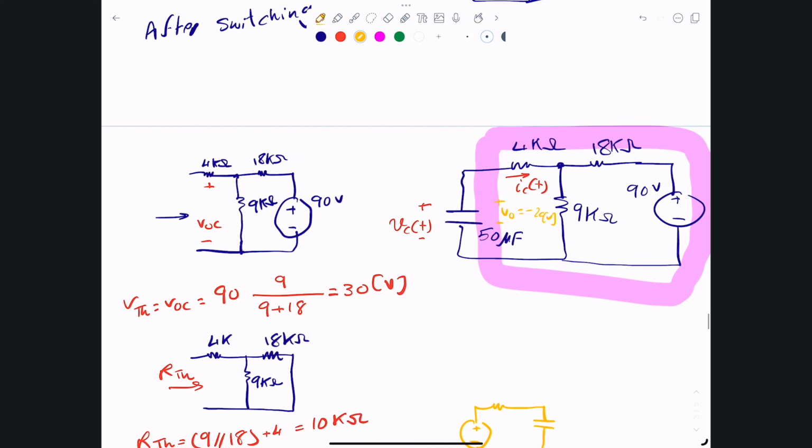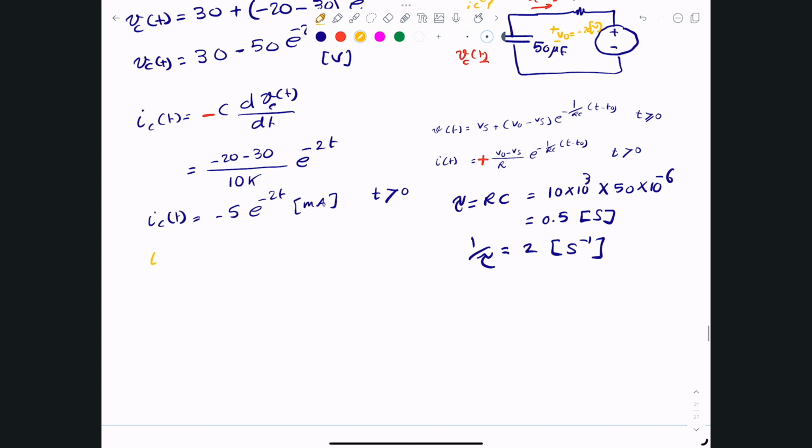We can compute that value by going in here. IC of 0 minus is 0 milliamps, and then for IC of 0 plus, all we have to do is substitute t by 0, and the exponential becomes 1, so the current is -5 milliamps right after 0. So there will be a little bit of a jump from 0 all the way to -5 milliamps. So that's what we have in terms of the current.